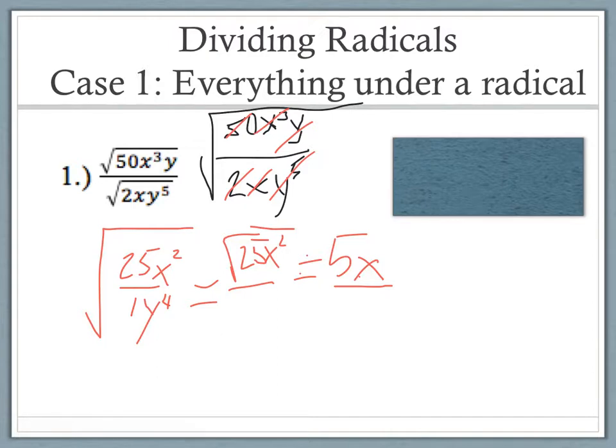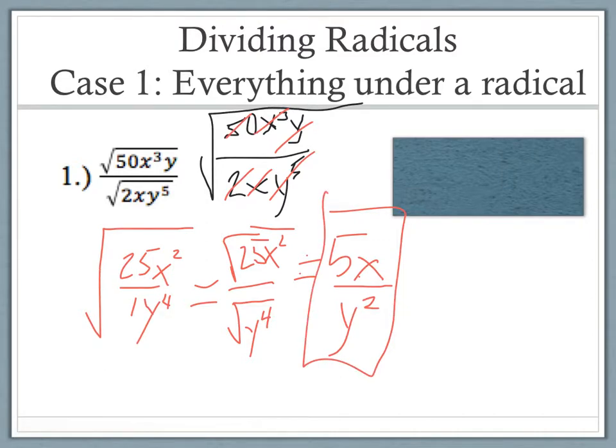Okay. Now if I square root the bottom, which is just really y to the fourth, or 1y to the fourth, I think we're looking for groups of 2. So how many times does 2 go into 4? Just twice. So this is going to be y squared on the bottom of the fraction. So we have 5x over y squared.